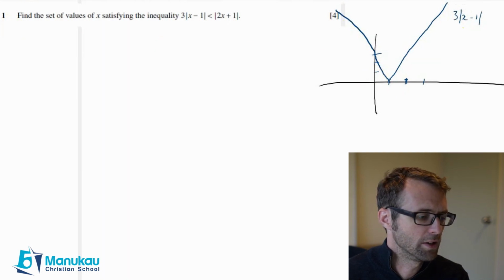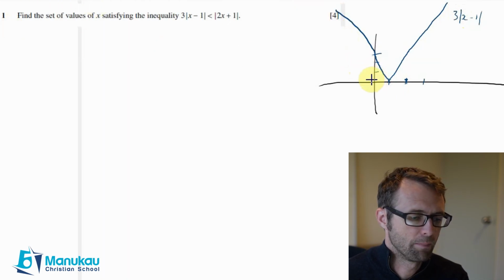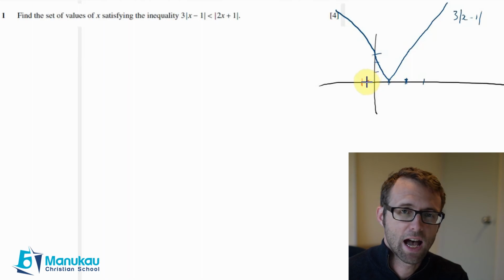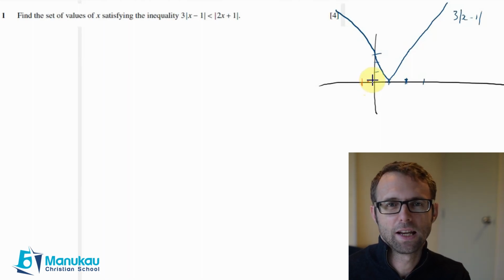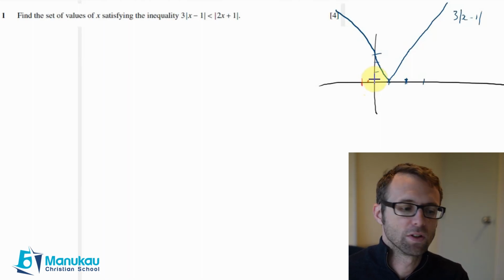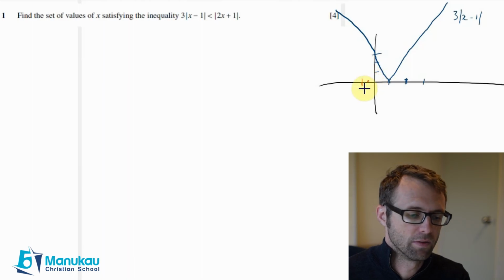Now let's use red to look at the other function here. This one is going to be meeting the x-axis at minus a half, because 2 times minus a half plus 1 is 0. Hopefully you remember what the modulus sign does. It turns whatever your result is in the middle to a positive. So this one is going to be slightly less steep. So it'll be something like this.